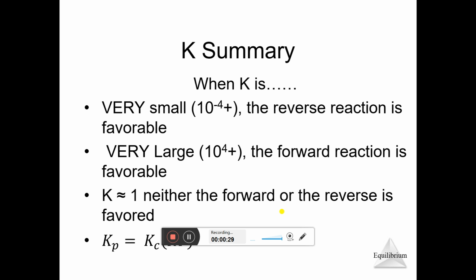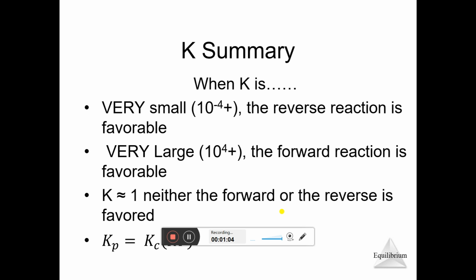When K is very, very small, a magnitude of 10 to the minus 4 or smaller, the reverse reaction is what is favorable. If K is very, very large, a magnitude of 10 to the 4 plus, the forward reaction is favorable. When K is approximately equal to 1, neither the forward nor the reverse reaction is favorable. They'll pretty much go back and forth equally.